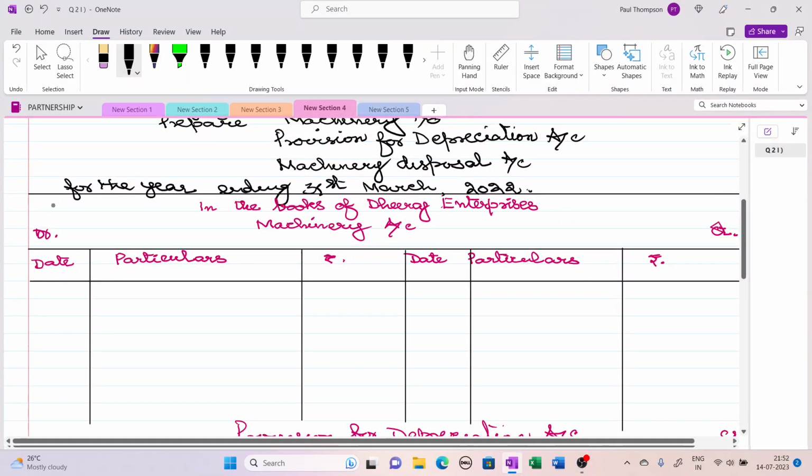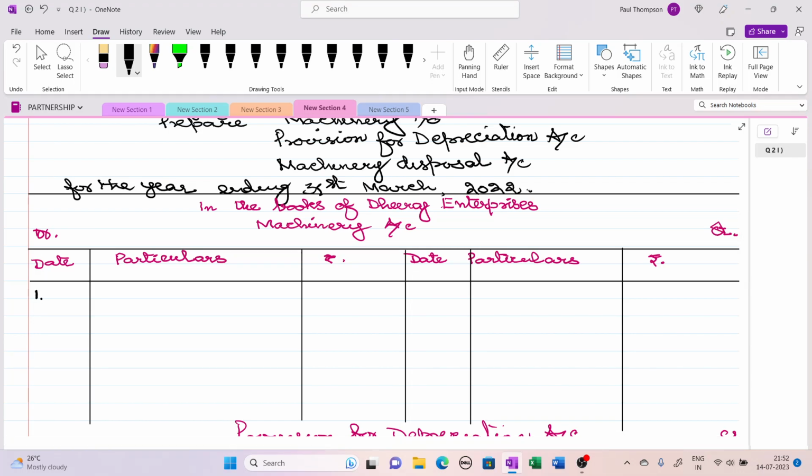So machinery account, it is showing on 1 April 2021. It's so thick. I'll just change the thickness of my pen.